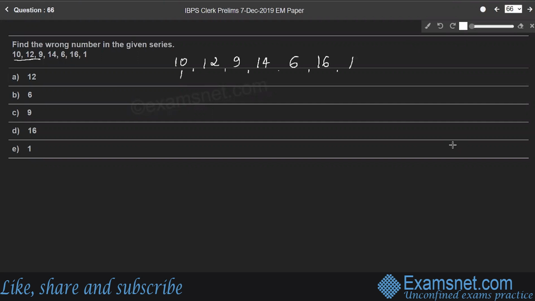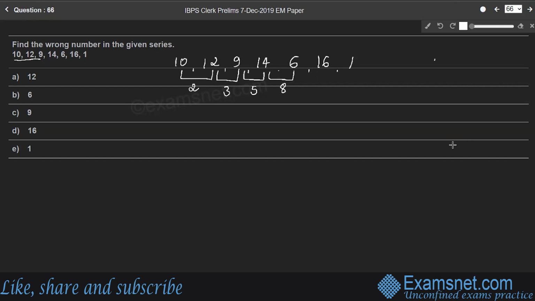Look at the first two numbers, 10 and 12. The difference is 2. The difference between the second and third number is 3. Avoiding the signs, look only at the differences. The difference between 9 and 14 is 5, whereas the difference between 14 and 6 is 8.